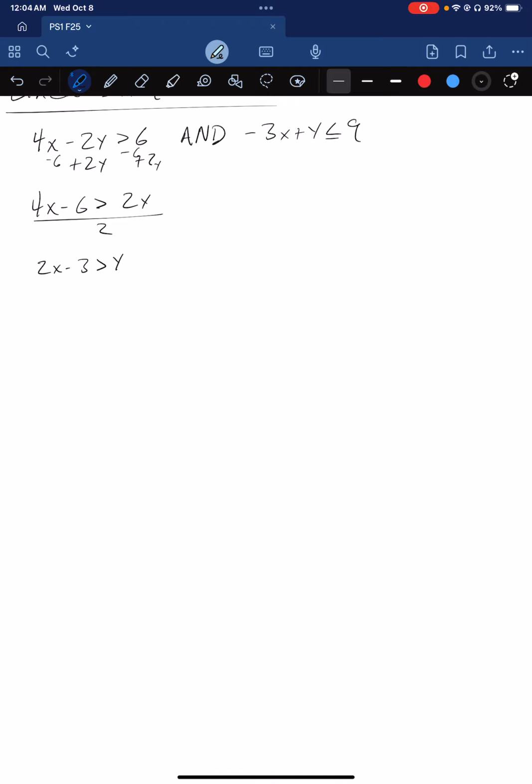Okay, awesome. Here, I'm going to add 3x to both sides. Oh no, I lost my Duolingo streak. Okay, well, we get y is less than or equal to 3x plus 9. Okay, both of our equations are now in slope-intercept form. Let's get graphing. Oh, plus 9. Okay, it's fine.